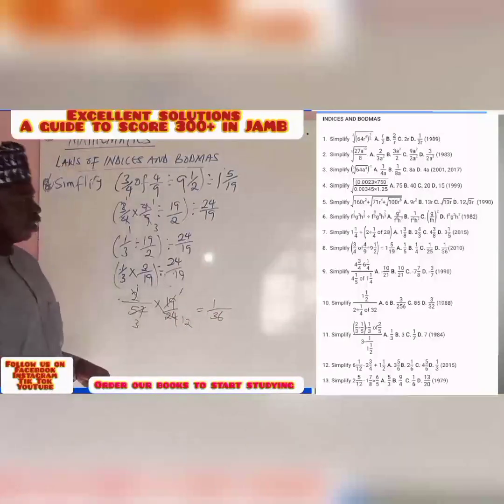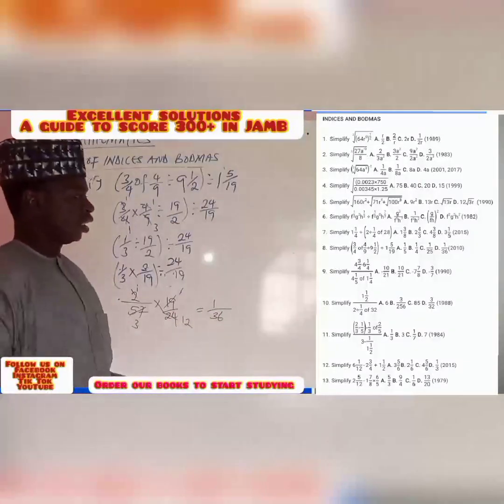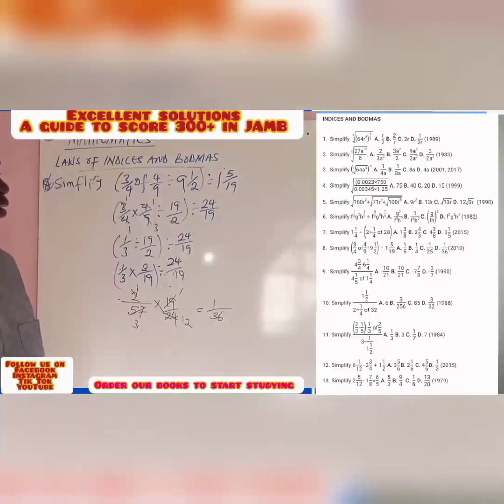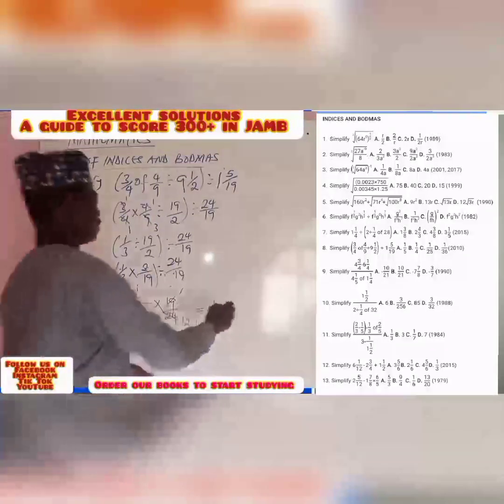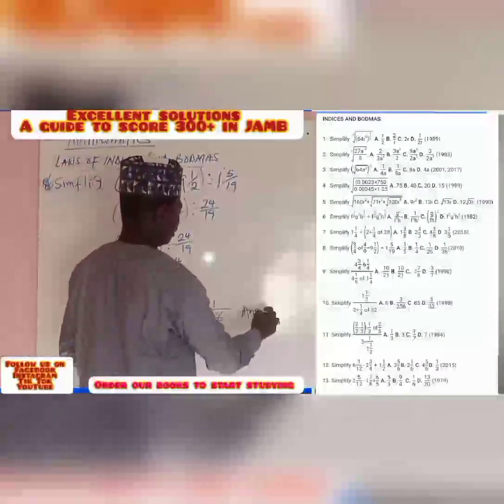So if we look into our options, option A says 1/5, option B 1/4, option C 1/25, and option D 1/36. So option D is our answer. So our answer is option D.